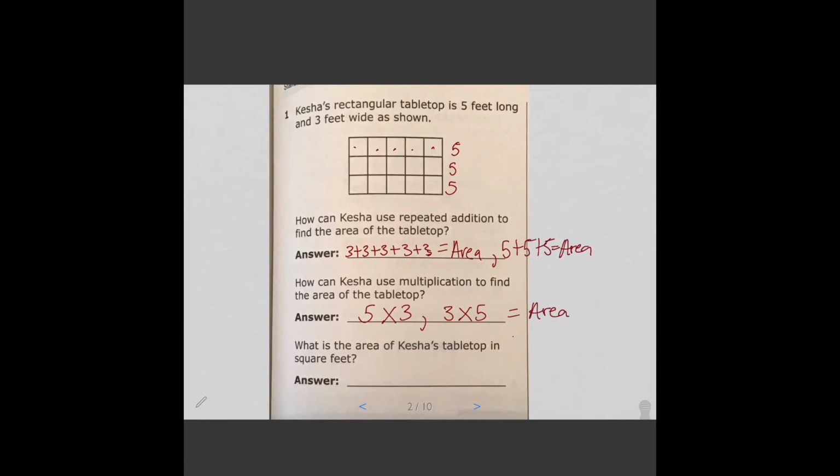So what is the area of Keisha's tabletop in square feet? We could take the route of using each one of these that we created. Either the 5 plus 5 plus 5, or 3 plus 3 plus 3 plus 3 plus 3, or 5 times 3, or 3 times 5 to find the total area. And I'm just going to use the 3 times 5. Okay, so 3 times 5 equals what? Good job. 15 square feet.